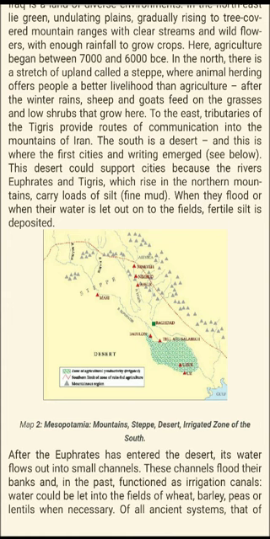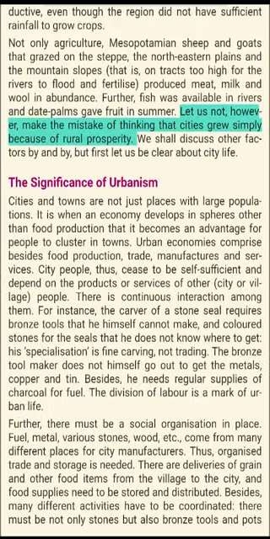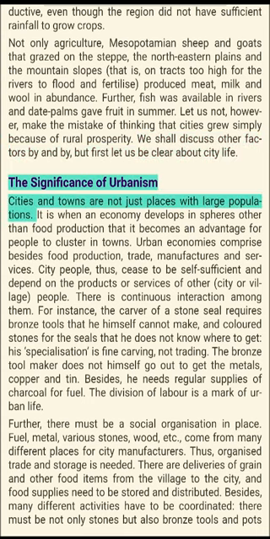Not only agriculture: Mesopotamian sheep and goats that grazed on the steppe, the northeastern plains and the mountain slopes, that is, on tracts too high for the rivers to flood and fertilize, produced meat, milk and wool in abundance. Further, fish was available in rivers and date palms gave fruit in summer. Let us not, however, make the mistake of thinking that cities grew simply because of rural prosperity. We shall discuss other factors by and by, but first let us be clear about city life.